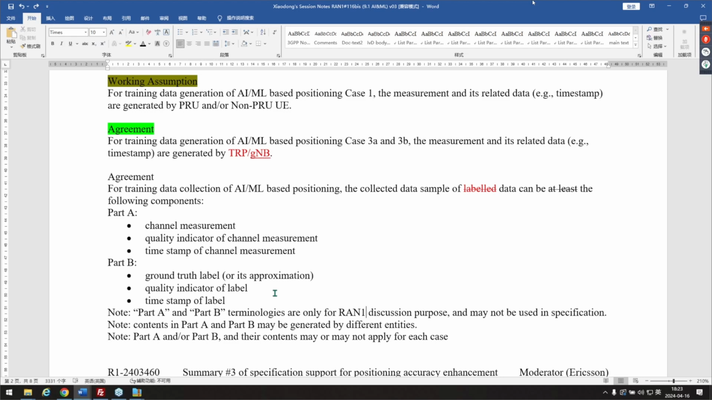No, that's a bit artificial to my reading, because for training data collection, a collected data sample can contain one or more of these components. Then we discuss what are the essential ones, non-essential ones, grouping of those. That's a secondary discussion, so you don't need to mind. Here there is a note saying part A, part B. It is just for discussion purpose. You don't need to mind it this way.